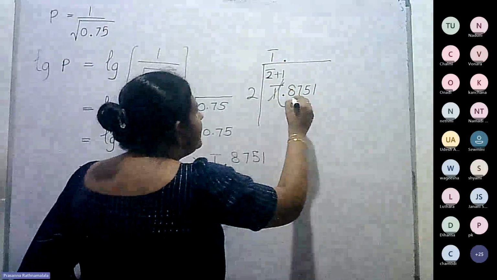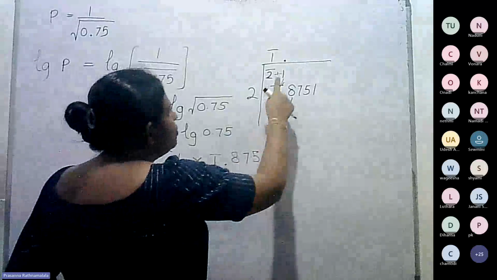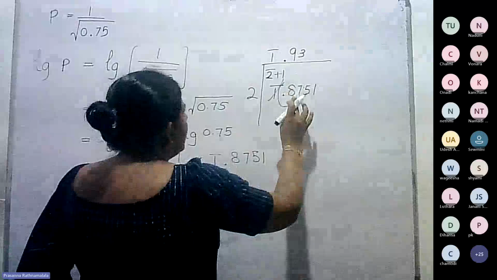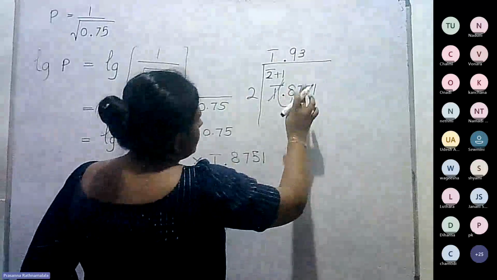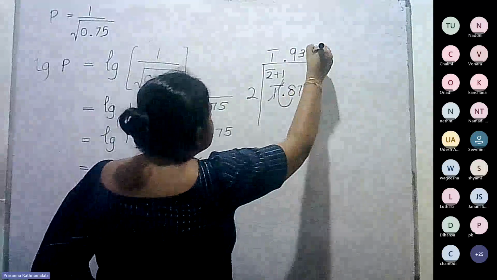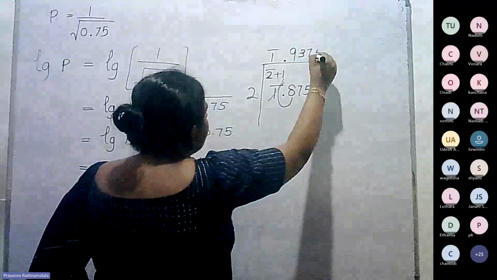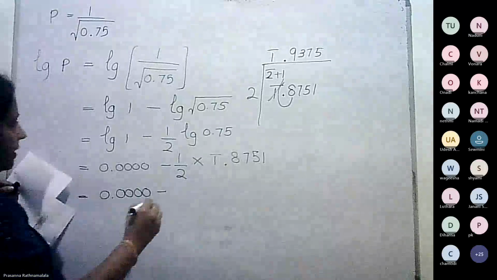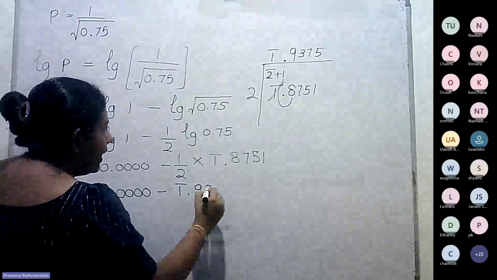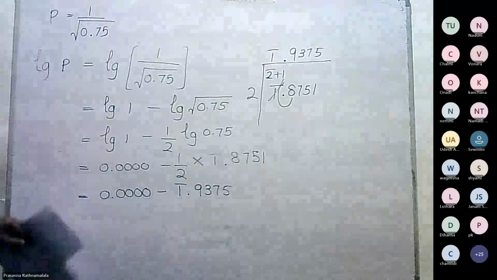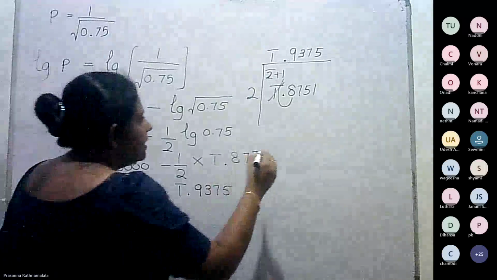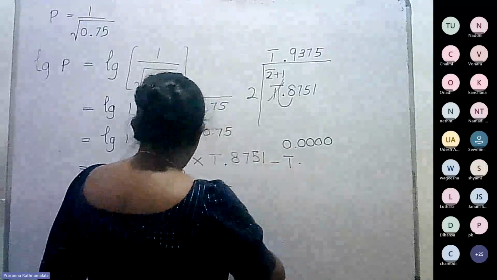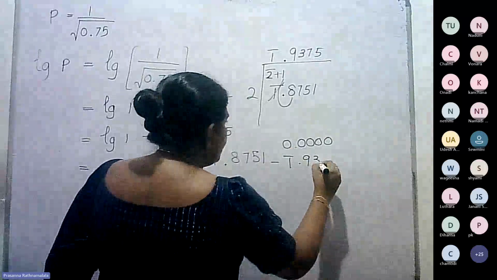Now you take this 18 together. Then how many 2s are there in this 18? 9, 3, right? That is 9375. Then bar 1.9375. Now you subtract 0.0000 minus bar 1.9375, that is 0.9375.